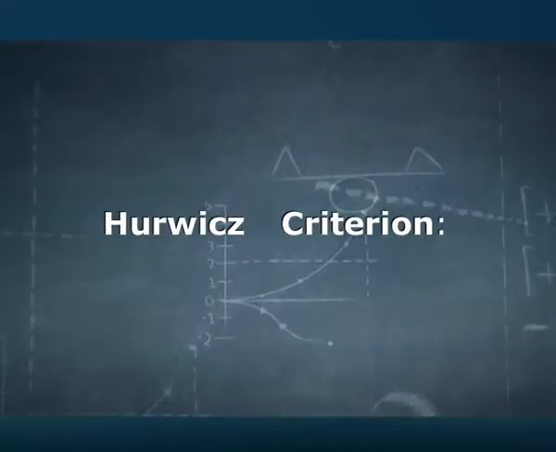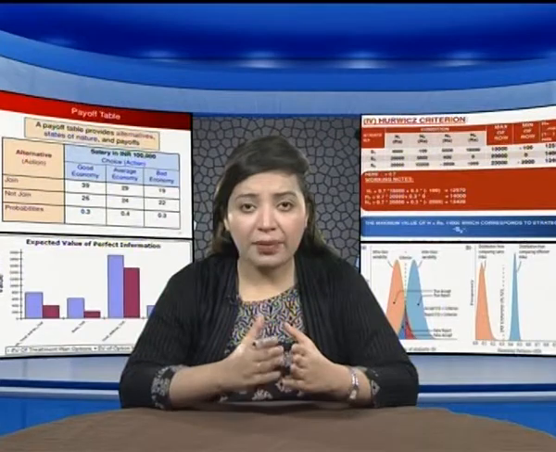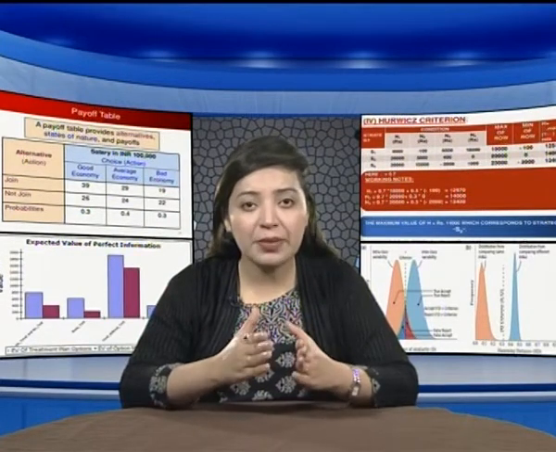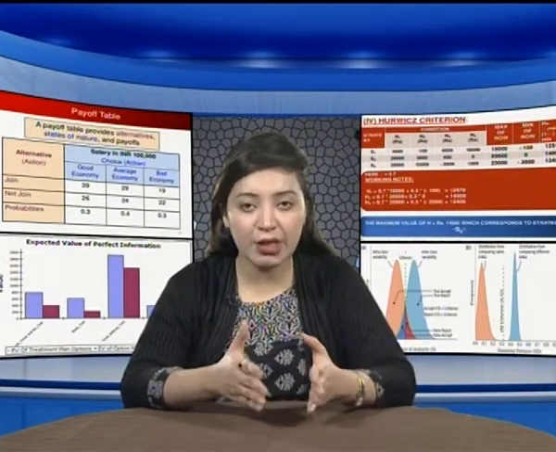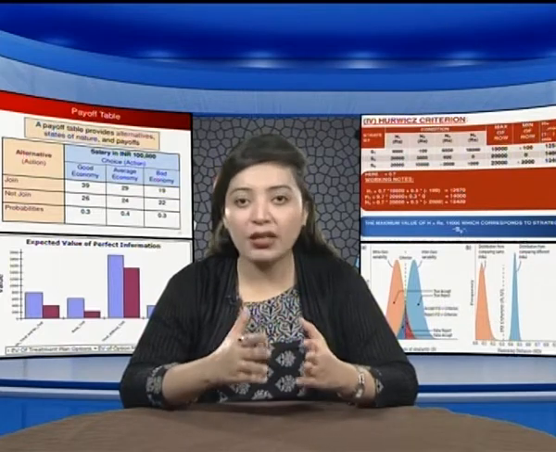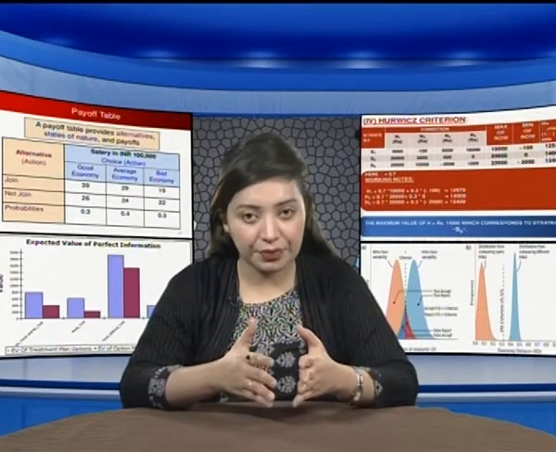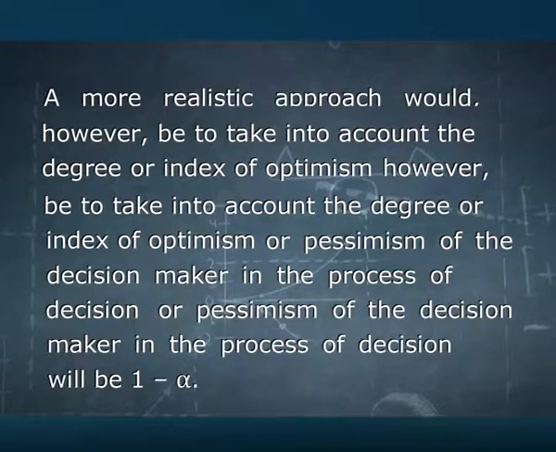The next one is Hurwicz criteria. The Maximax and Maximin criteria discussed earlier assume that the decision maker is either optimistic or pessimistic. A more realistic approach would, however, be to take into account the degree or index of optimism or pessimism of the decision maker in the process of decision making. If alpha is a constant lying between 0 and 1, the degree of pessimism will be 1 minus alpha.